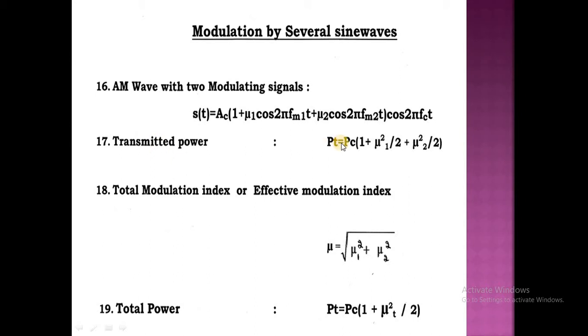Transmitted power in case of multi-tone modulation is PT equals PC into (1 + mu1 square by 2 + mu2 square by 2). Total modulation index or effective modulation index is given by mu equals the square root of mu1 square plus mu2 square. We are not going to derive any relations. It is just a revision session.